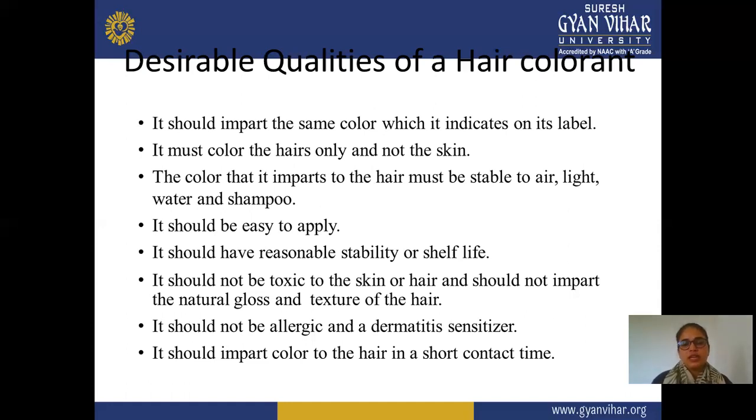And next, it should not be an allergen or dermatitis sensitizer. Means it should not show any allergic reaction after applying. If a person has some dermatitis sensitivity, then he or she may take some precaution. But normally your dye should not be allergic or a dermatitis sensitizer. It should not show any dermatitis sensitivity, allergic reaction, or severe reaction on your scalp or hair. It should be free from allergic reaction and dermatitis sensitivity. Next, it should impart color to the hair in a short contact time.